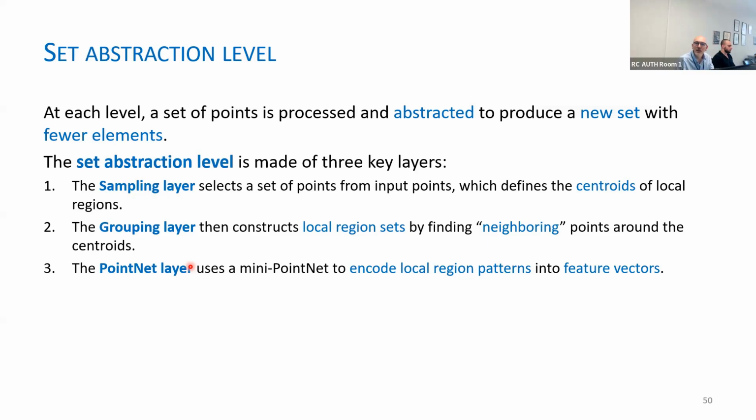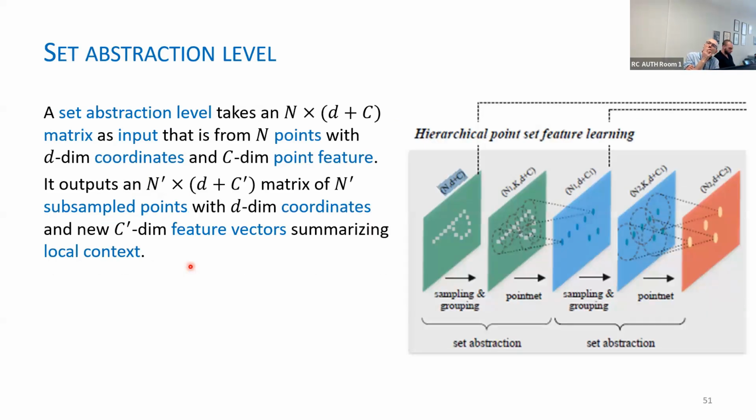And so let me try to provide you with some details also for these operations. So you see here the set abstraction level. We start with the input set, which is given by n points, and the points are represented with d-dimensional coordinates. So these are the coordinates of the space, for example, in 3D, the x, y, and z coordinates.